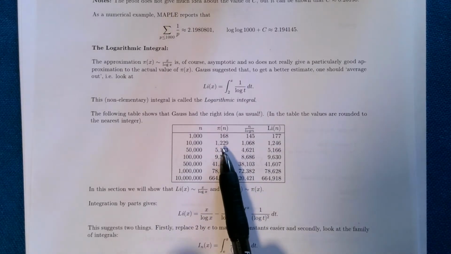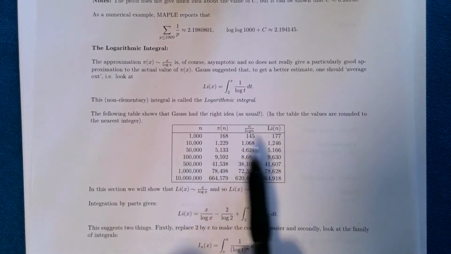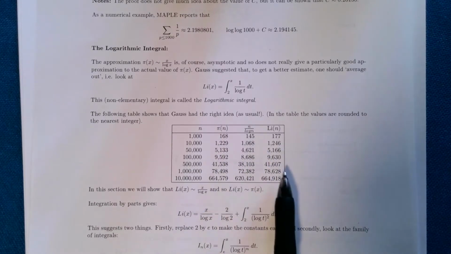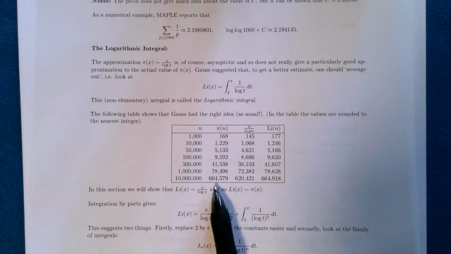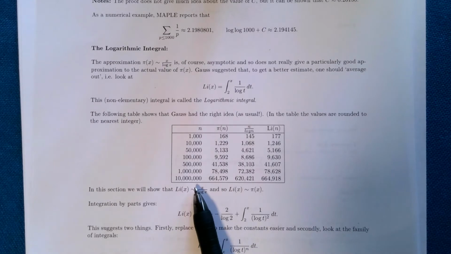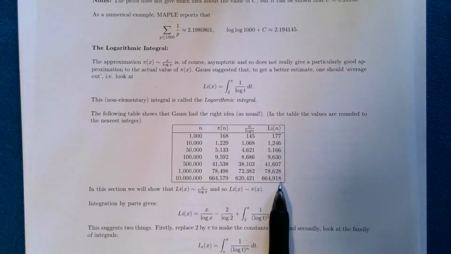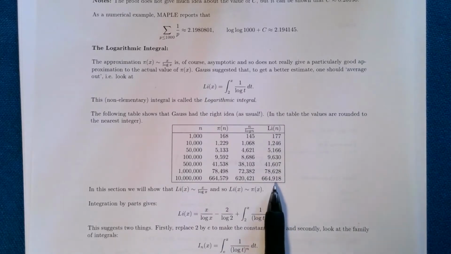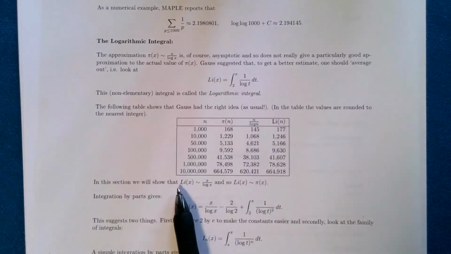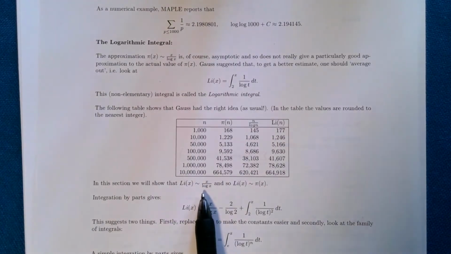Even for 10,000, we're only out by a very small number. Even when you get up to 10 million, you're still only out by a relatively small amount. So in this little section, I'm going to show that Li of x is in fact also asymptotic to x on log x, and so it's asymptotic to pi of x.